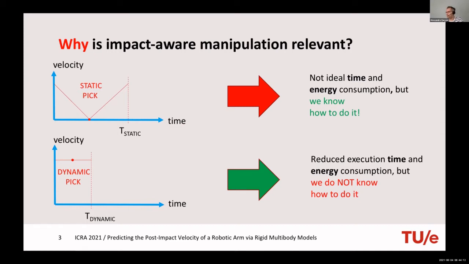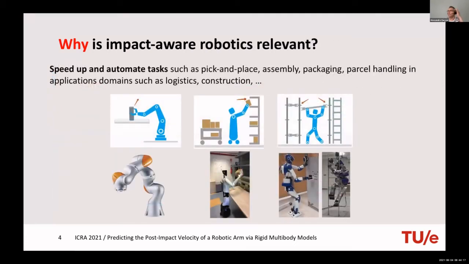I will tell you a bit of what we have been thinking within this context. So impact-aware robotics is relevant. We can speed up and automate tasks: pick and place, assembly, packaging, parcel handling, for example in logistics, maybe construction. It could be interesting for all kinds of robot configurations: a single arm, a mobile robot, or even a humanoid. Here you see also the robots that Yushan was talking about in his presentation. You can make a robot climb ladders very fast, and things like this could be interesting for maintenance or inspection.